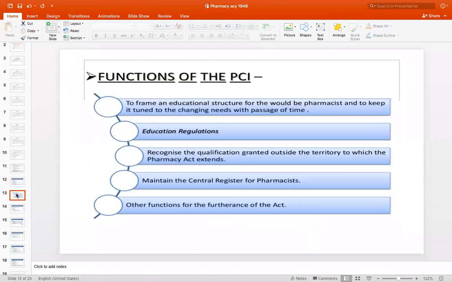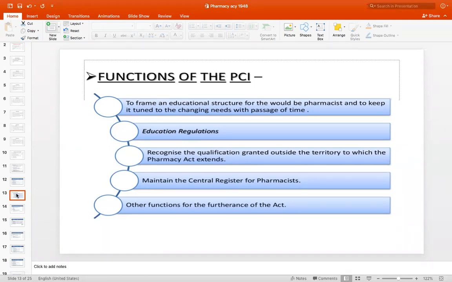Next comes functions of PCI. Now, what are the functions of the Pharmacy Council of India? Here there are very few. If you see in detail, there are many functions, but for syllabus purpose or for your academic purpose, if we study these functions it would be sufficient.